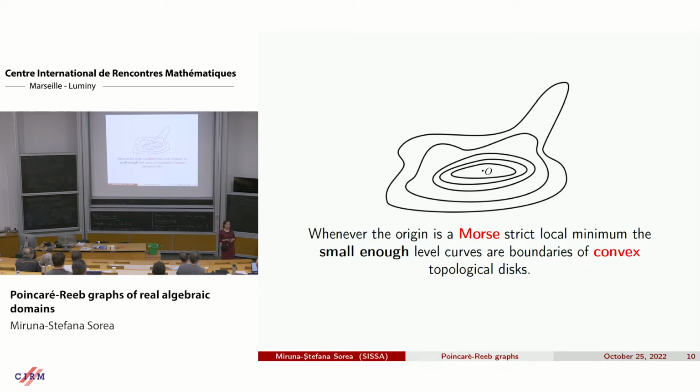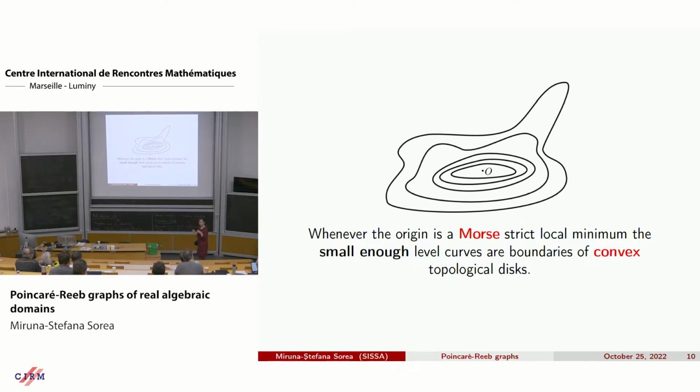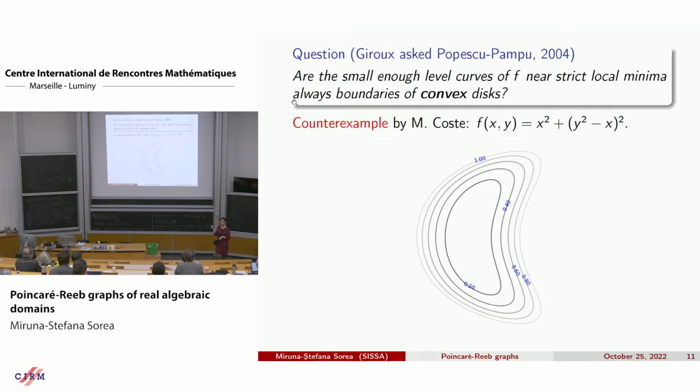So does it always happen that near a strict local minimum, the level curves of such polynomial functions will be convex? So this is the starting point of this work. This question that Emmanuel Giroux asked Patrick Popescu-Pampu in 2004, whether the small enough level curves of this function near strict local minima are always boundaries of convex disks. The answer to this question is negative, and this is due to a counterexample given by Michel Coste.